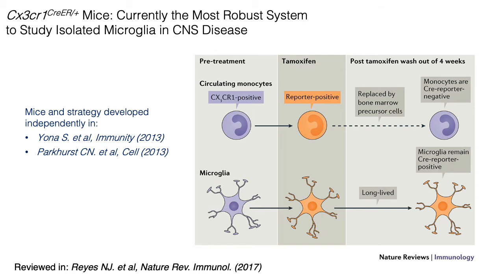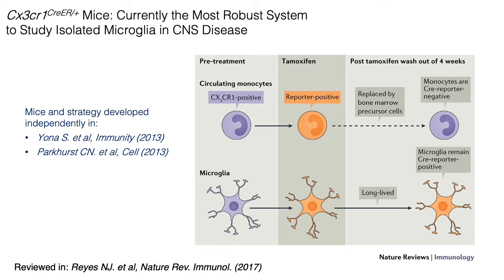By far, the most robust system is the CX3CR1 Cre-ER mouse, which was developed by two different labs shown in the references below. The way this works, fractalkine receptor, which is expressed both by monocytes and microglia, upon tamoxifen pulsing, both populations become reporter positive. The floxed reporter stop codon allows for reporter expression for the lifetime of the cell.